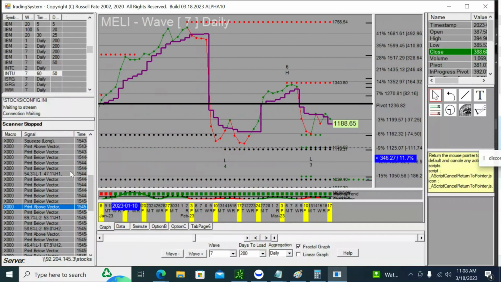And then two, I'll sometimes look at this just to get a general overall feel for the market. Like if there's a lot of print belows or print aboves. It's kind of a little mixed.